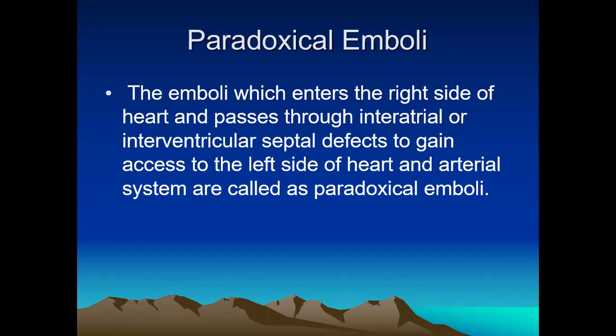The embolus enters the right side of the heart, passes through an interatrial or interventricular septal defect, and gains access to the left side of the heart and the arterial system. That is called a paradoxical embolus. Okay, this is the definition of paradoxical embolus.